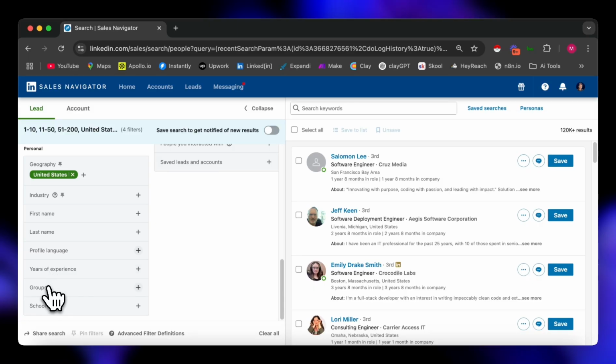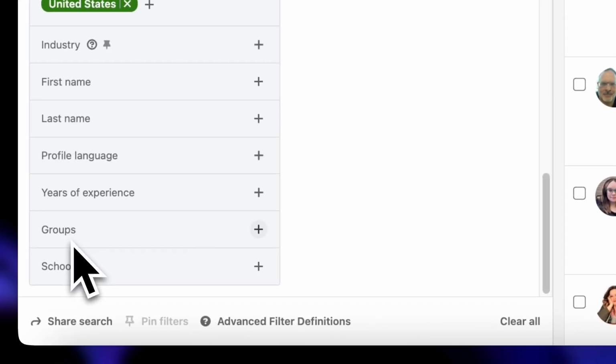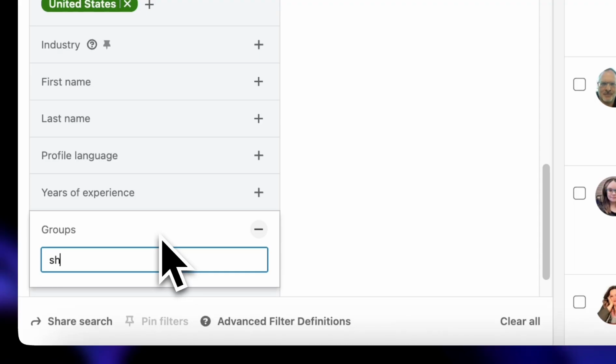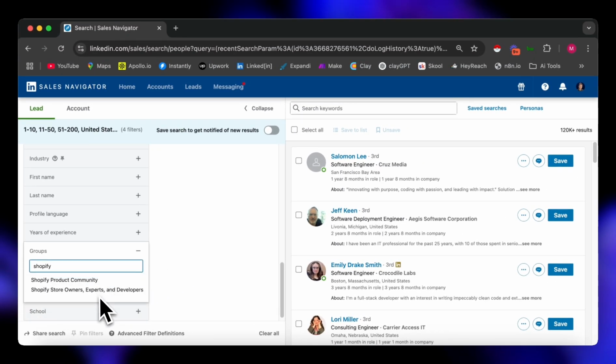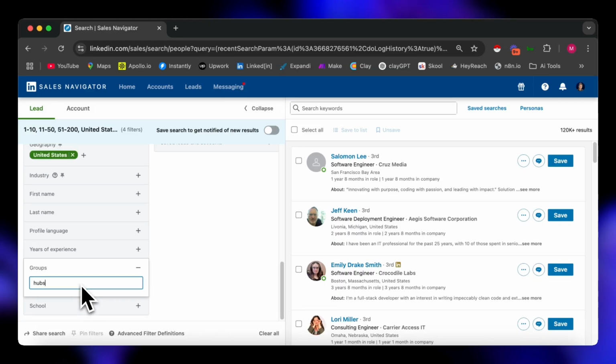People join them. Actually, I find my Sales Nav is quite glitchy. Let's do Shopify. I have only two Shopify groups on this platform. And for HubSpot, not one group has the word HubSpot. This is so typical of Sales Nav and LinkedIn: why aren't you giving me a result here? That's why I just don't trust it much.